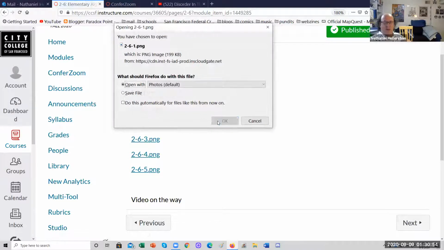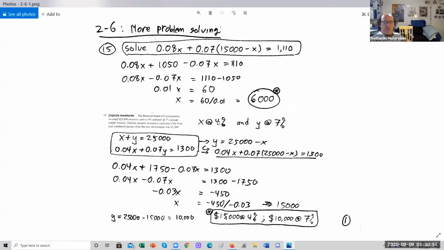2.6 talks about, well, it's more word problems, really. So we're just going to do more problems. Okay, first I just give an equation. Now let's just work with the equation.